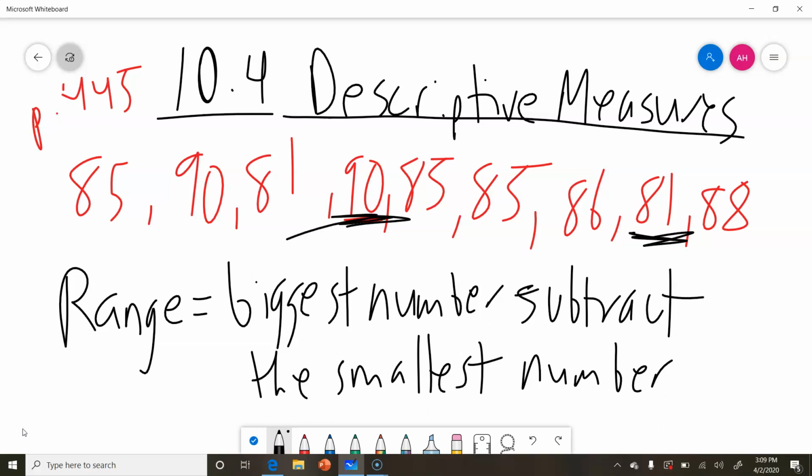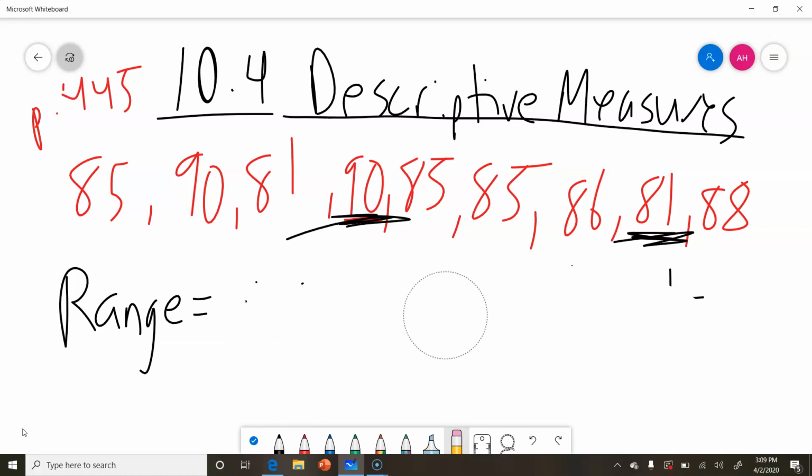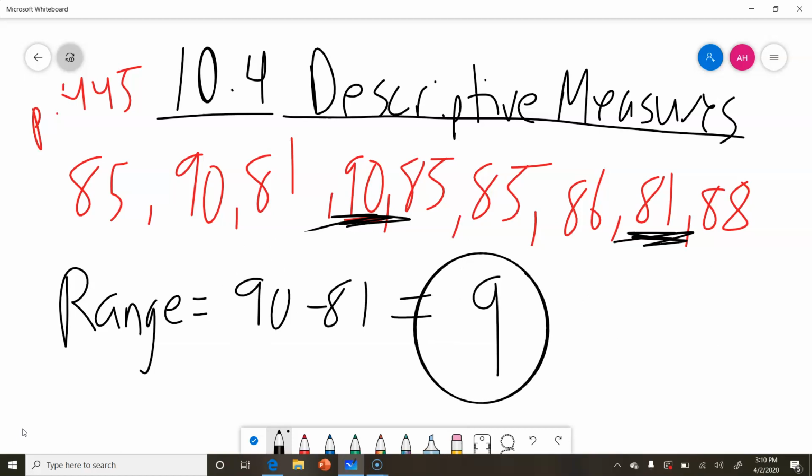Anyways, the biggest number here is 90. The smallest number is 81. So that means that the range of this problem is 90 minus 81, which you can do in your head, likely. That is 9. So the range of that set of numbers is 9.